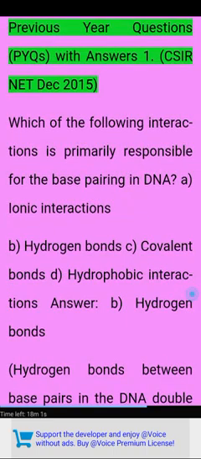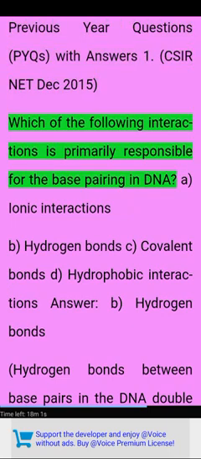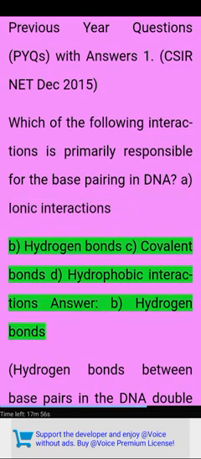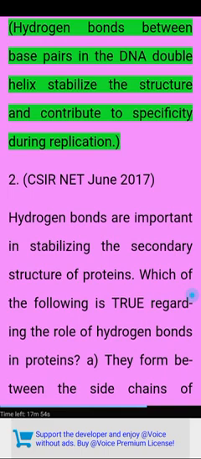Previous year questions (PYQs) with answers. 1. CSIR NET December 2015. Which of the following interactions is primarily responsible for the base pairing in DNA? A. Ionic interactions. B. Hydrogen bonds. C. Covalent bonds. D. Hydrophobic interactions. Answer. B. Hydrogen bonds. Hydrogen bonds between base pairs in the DNA double helix stabilize the structure and contribute to specificity during replication.